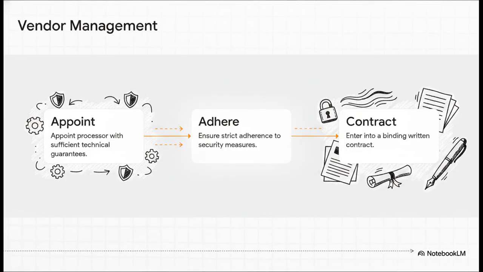Because of that, whenever you engage a processor, you have to follow a strict Section 18 pipeline. You absolutely cannot just hire a vendor on a handshake. Step 1, you have to actively vet them, appointing a processor with sufficient technical and organizational guarantees. Step 2, ensure their strict adherence to those security measures. And Step 3, lock it all down in a binding written contract. If your vendor suffers a breach and you don't have that contract in place, guess where the regulatory spotlight is going to point? Right at you.